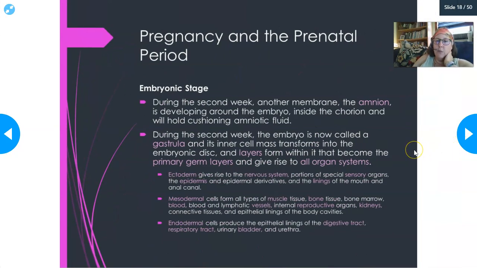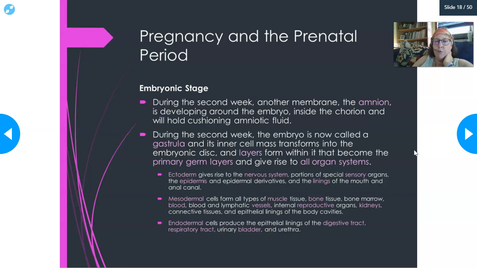Okay, so during the second week, another membrane called the amnion is developing around the embryo, and that will become the amniotic sac inside a chorion, and it will hold the cushioning amniotic fluid. During the second week, the embryo is now called a gastrula, and its inner cell mass will transform into the embryonic disc, and you're going to see germ layers. There are layers that form with it that will become the beginning of all organ systems.